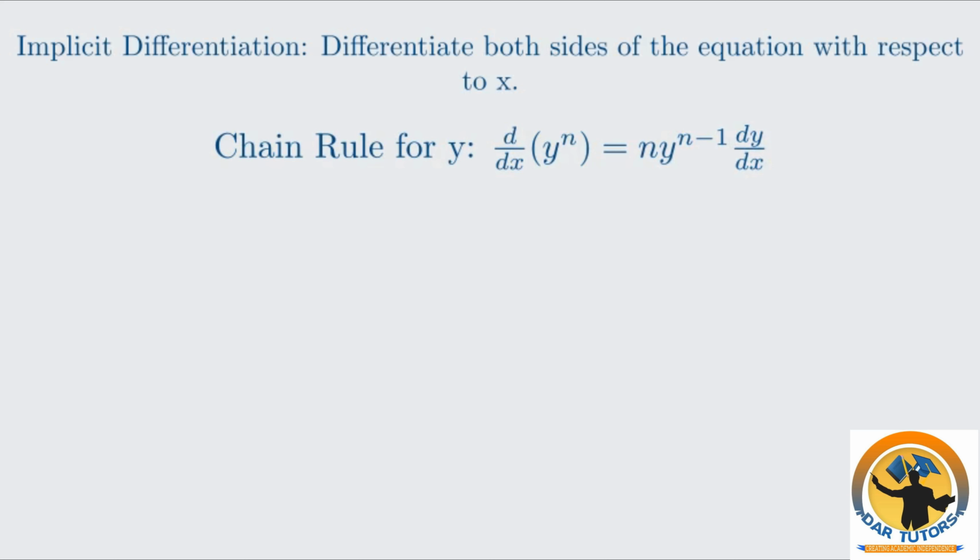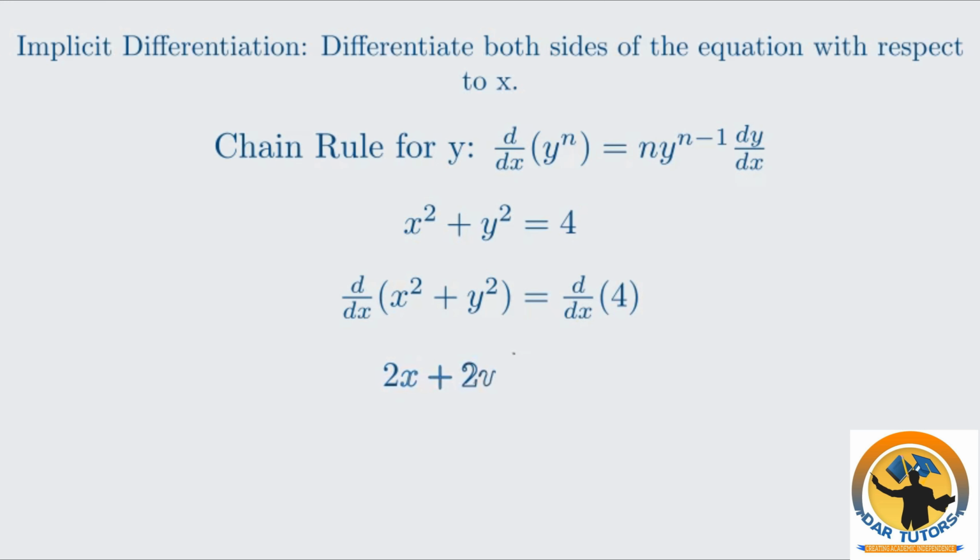Let's re-solve the circle example using this method. We start with our equation, x squared plus y squared equals 4. We differentiate both sides with respect to x. The derivative of x squared is 2x. The derivative of y squared with respect to x is 2y times dy/dx by the chain rule. The derivative of the constant 4 is 0.